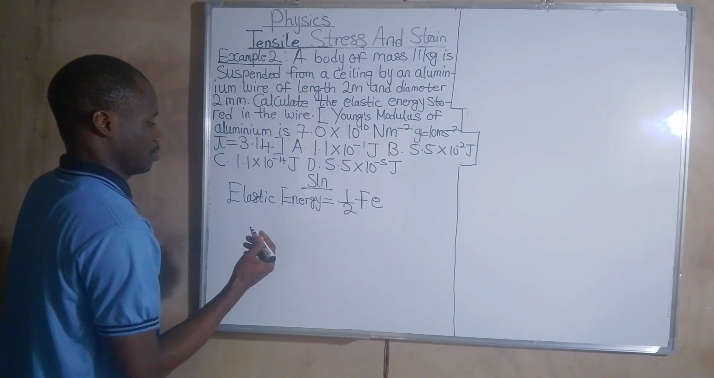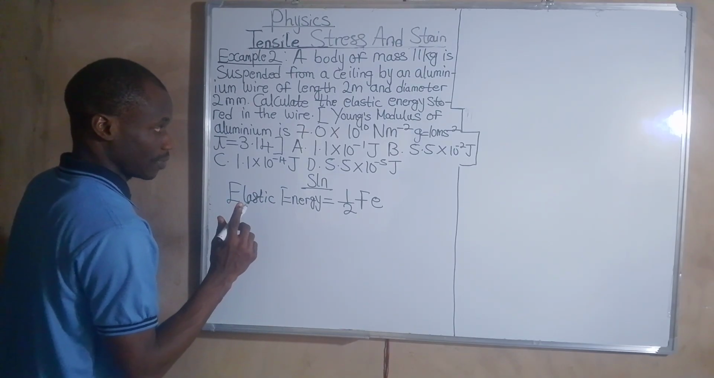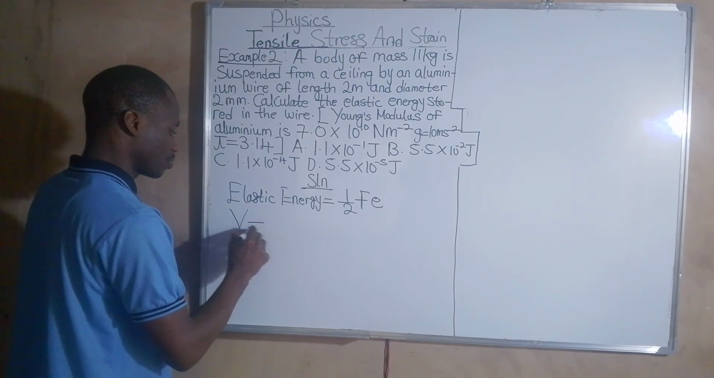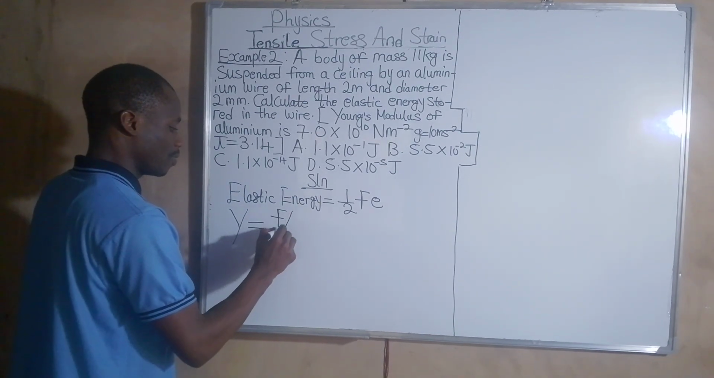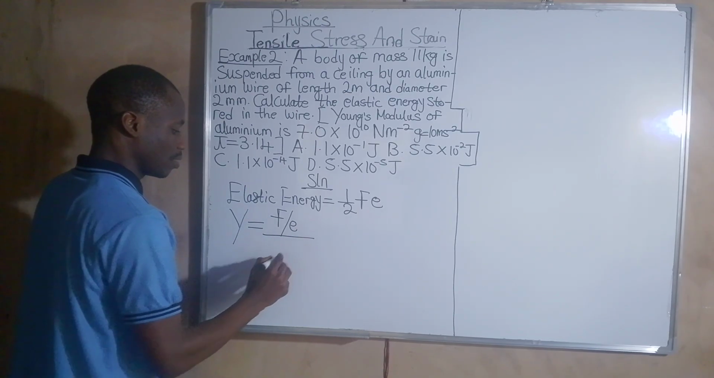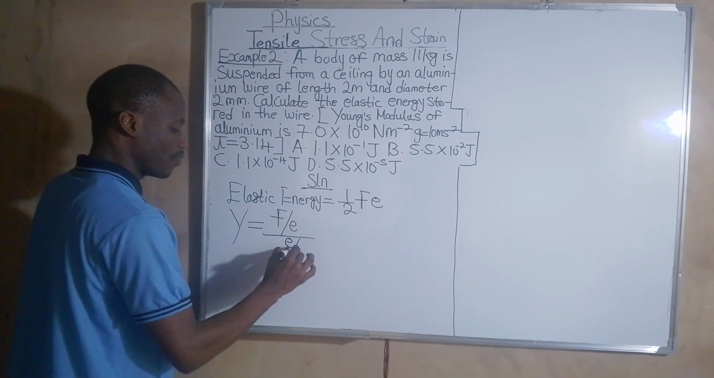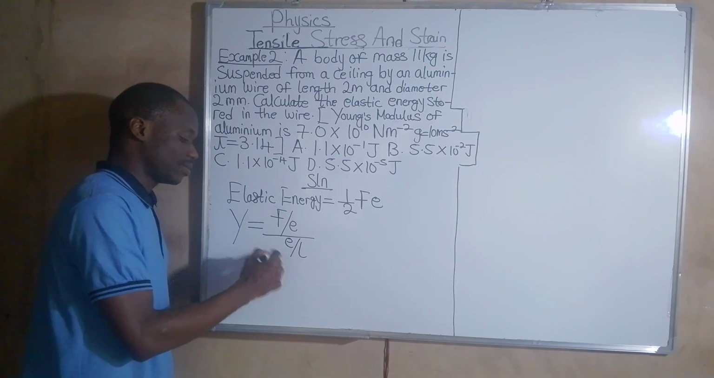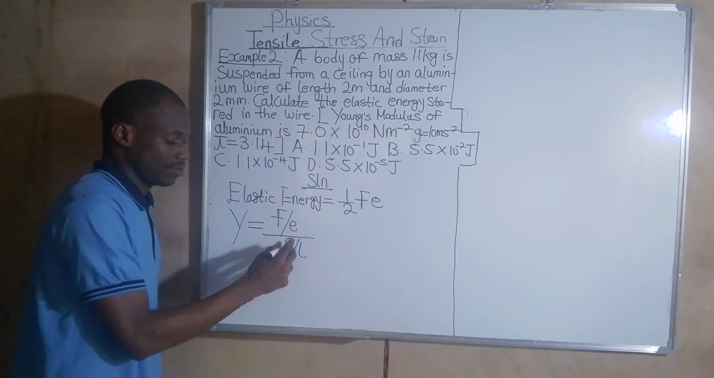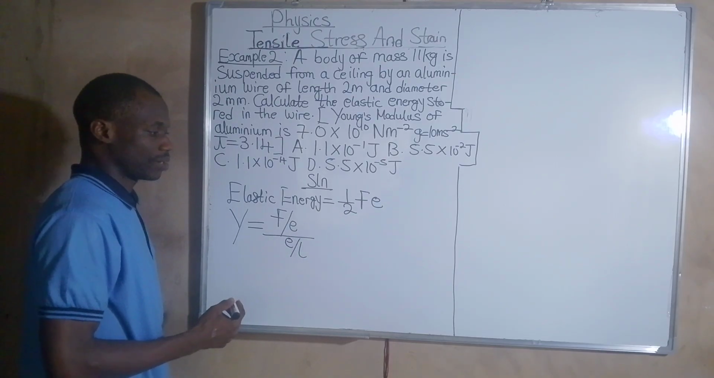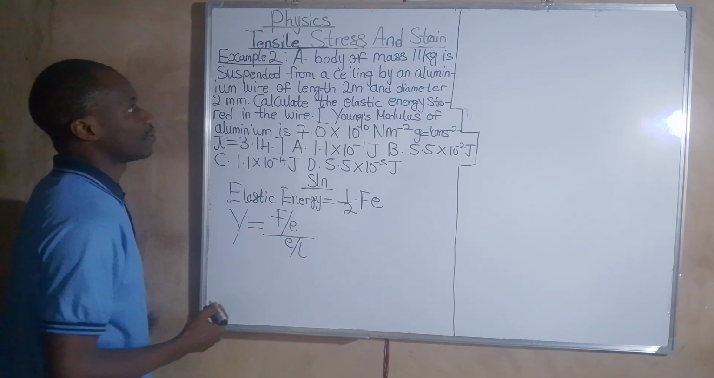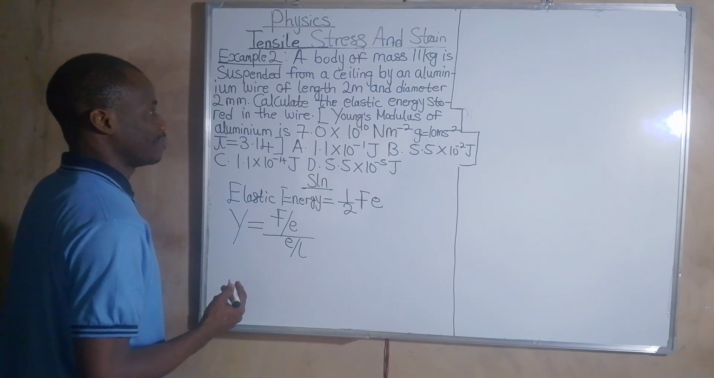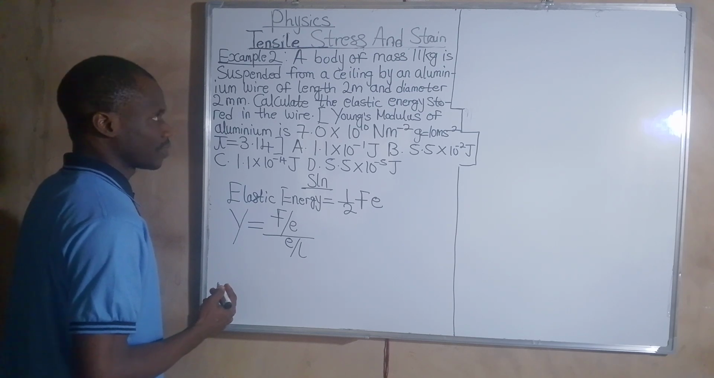Now, don't forget that Young modulus was still involved. Young modulus formula is F over E, all over E over L. I repeat, Young modulus is F over E all over E over L. Now let's break down the parameters one after the other. A body of mass 11 kg.